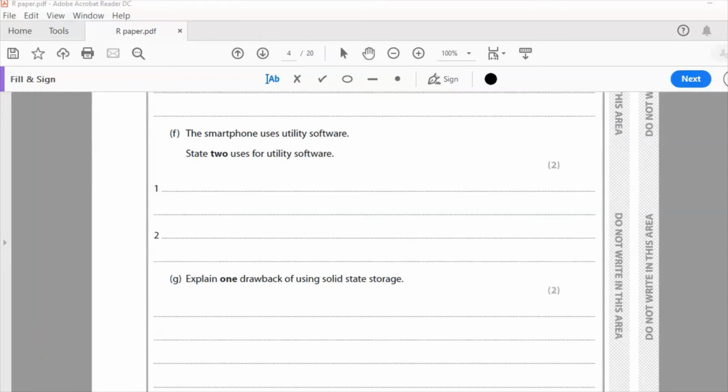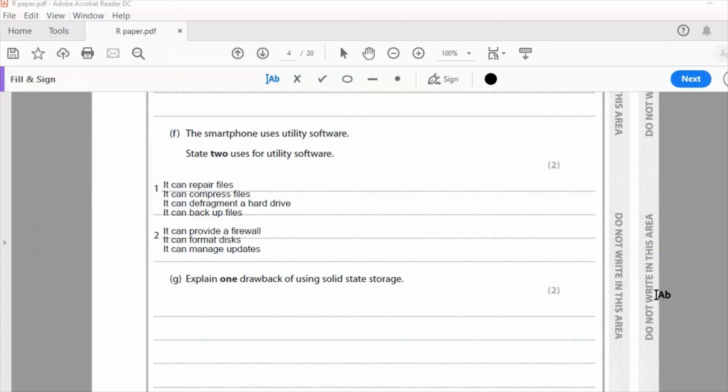Question F. Smartphone uses utility software. State 2 uses for utility software. Utility software mustn't be mixed up with system software, which is the operating system, or application software, which is Word, for example. Utility software is doing something technical to the device, like repairing files, like compression, defragmentation. So just put a list here of as many as I can, and they're all worth 1 mark each.